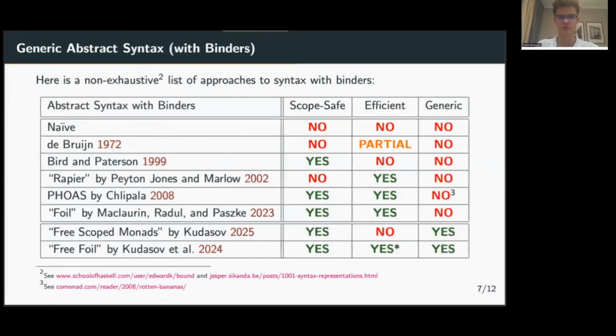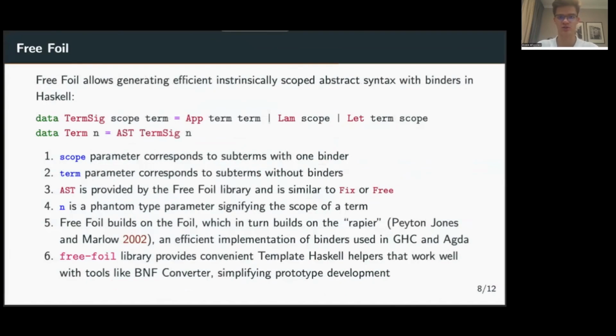There are many possible ways to implement abstract syntax with binders. And here you can see a non-exhaustive list of representations. In our project, we want a representation that provides some kind of intrinsic scoping, efficiency, and compatibility with the data types à la carte approach, or similar. At the moment, we are working with the free-foil approach, which is essentially a version of free monads with binders.